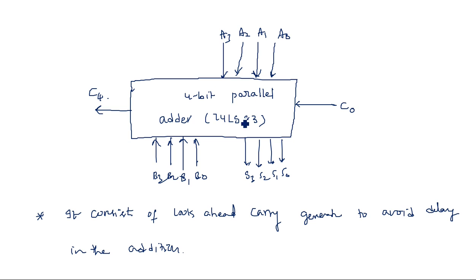So this 4-bit parallel adder 74LS83 is provided with a look ahead carry generator, which is a 4-bit look ahead carry generator. Whenever the inputs A and B are available, the carries are automatically generated by using carry generate and carry propagate. So A, B and C input: these three are sufficient to generate carries for the next stages. Automatically the sum is also produced faster compared to the normal ripple carry adder.